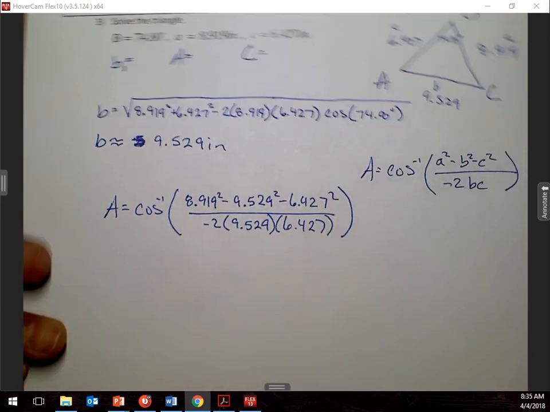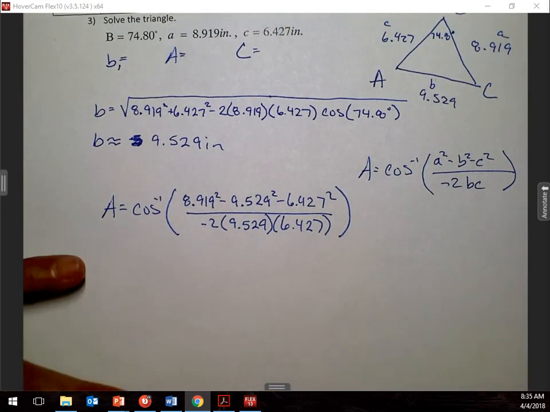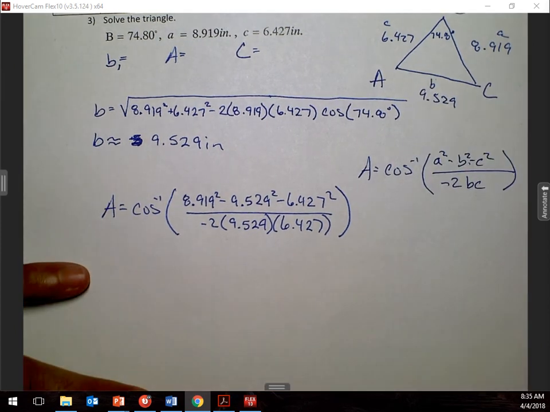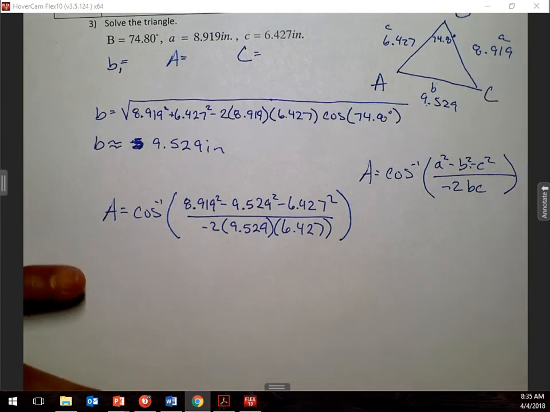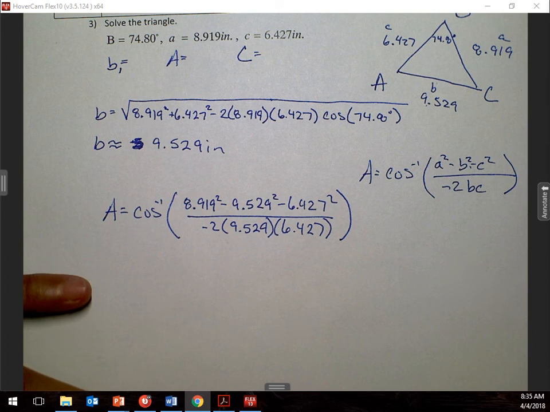Alright, so I plugged it all in according to this, and that's why drawing a triangle is important, because you need to know where those sides are and what information you have. I got 64.59.